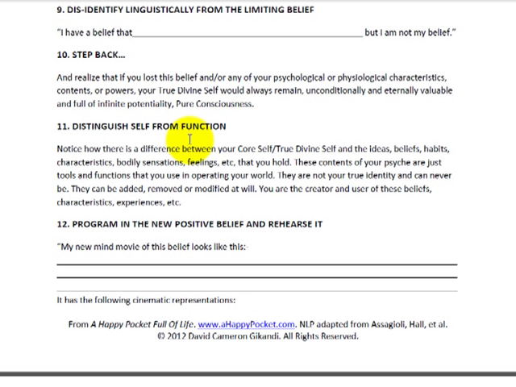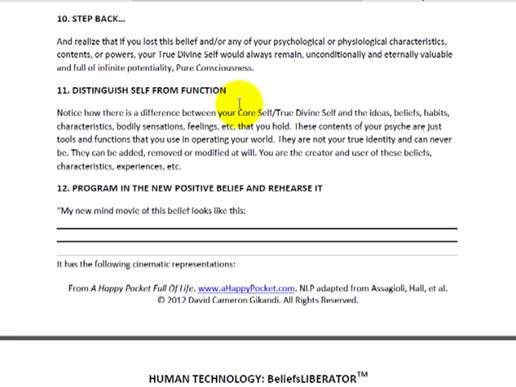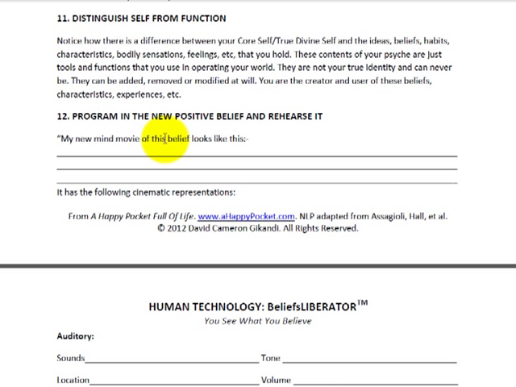So by stepping back, once again you realize, hey, all these things are just contents within my vast consciousness. It's not who I am, they're just tiny little seeds and drops within that vast consciousness. And then distinguish self from function. So now, since you've done that, step back, notice how there's a difference between your core self, or your true divine self, and the ideas, beliefs, habits, characteristics, bodily sensations, feelings, etc. that you are holding. They're just contents of your psyche. They're not your true identity. They can be added, removed, modified at will. You are the creator and user of these things.